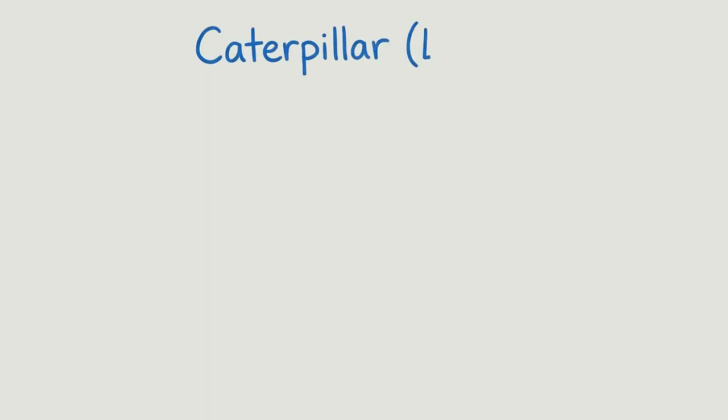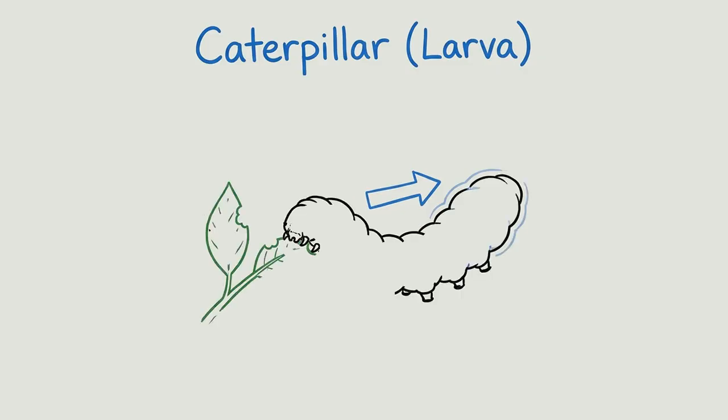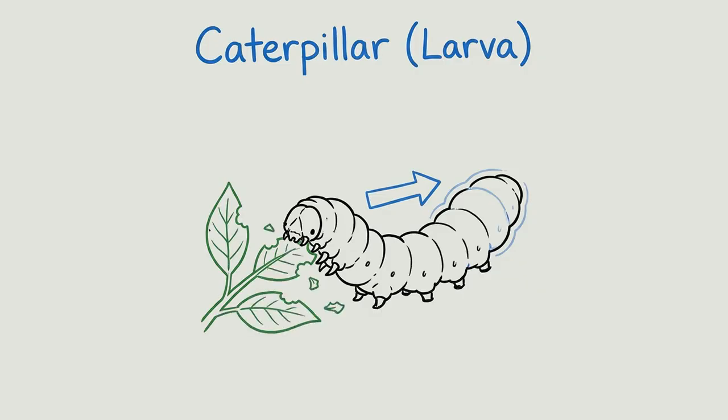Next comes the larva, also called a caterpillar. The caterpillar hatches from the egg and eats lots of leaves. Its job is to eat and grow bigger and bigger.